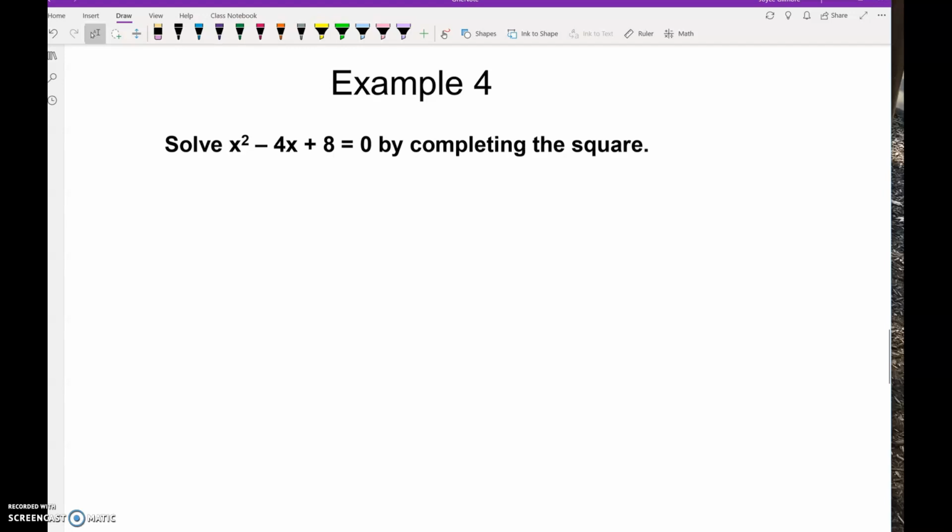I am guessing that you are able to do this one on your own, so pause the video, give this a try on your own. If you get stuck, play the video, but give it a try. Be brave.